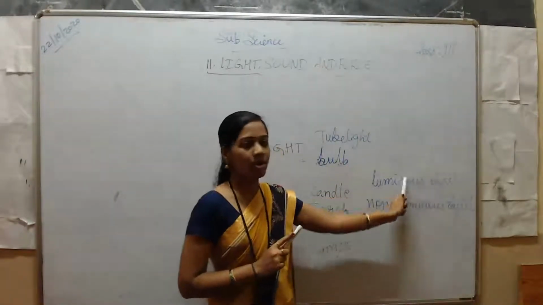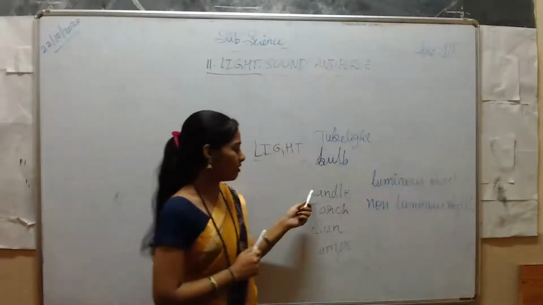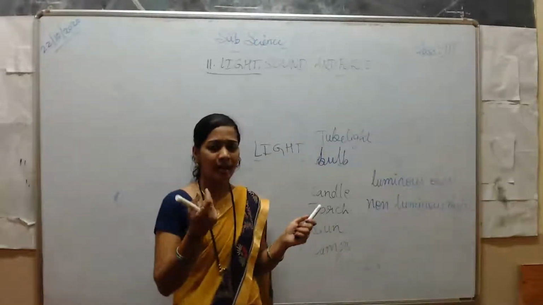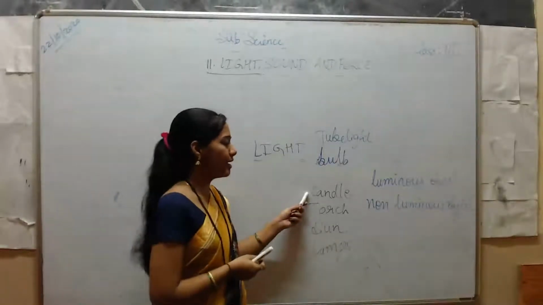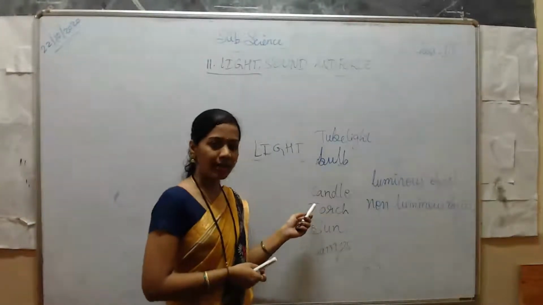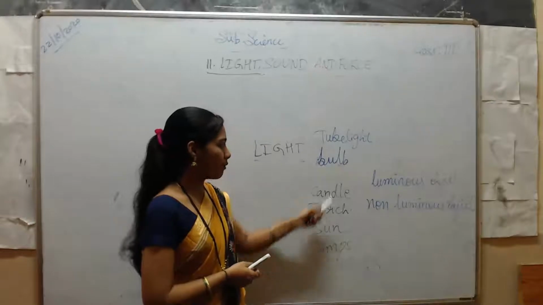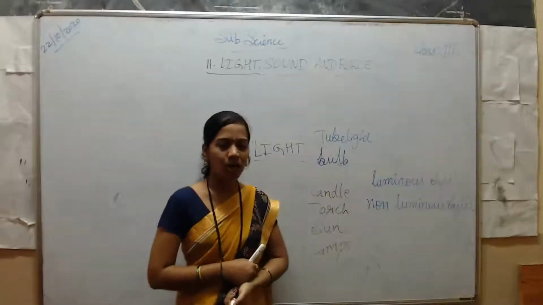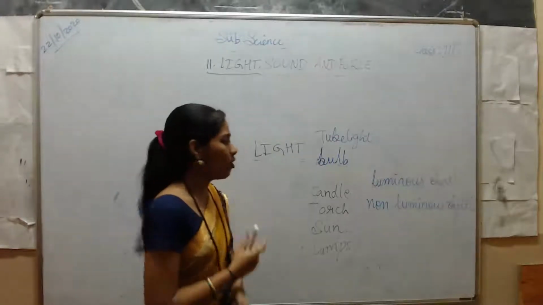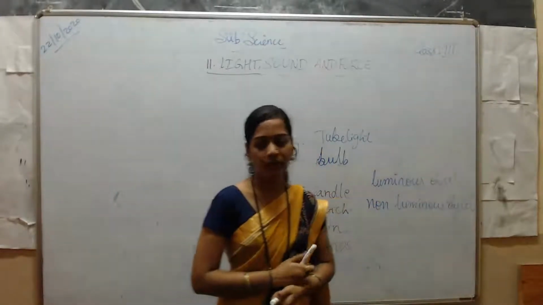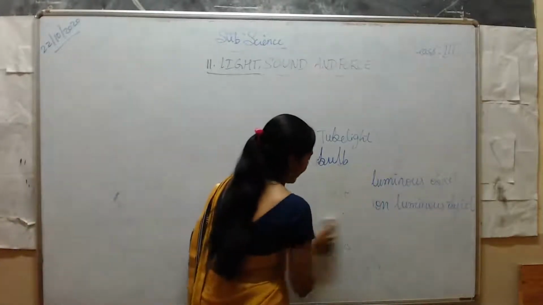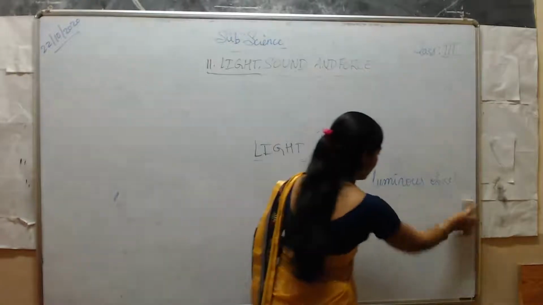Luminous object means which gives out light. For example, a candle. If you light a candle, the light comes out, right? Then that candle is called a luminous object. And from a torch also we can get light. Sun, lamp, bulb, tube light, and many other things can give out light. They are called luminous objects. Non-luminous means the things which cannot give out light. They are called non-luminous objects.